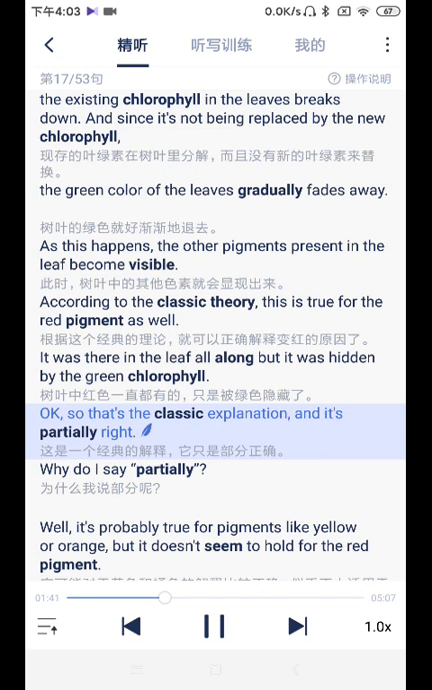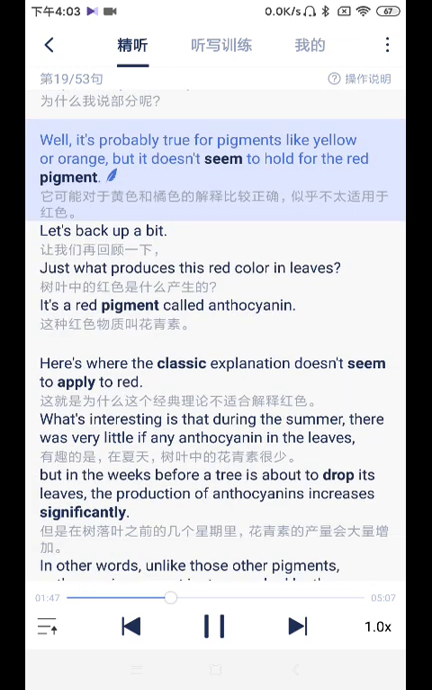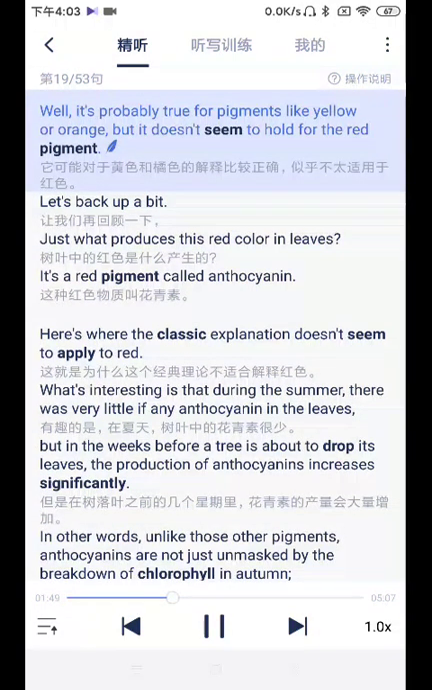Okay, so that's the classic explanation, and it's partially right. Why do I say partially? Well, it's probably true for pigments like yellow or orange, but it doesn't seem to hold for the red pigment. Let's back up a bit. Just what produces this red color in leaves? It's a red pigment called anthocyanin.